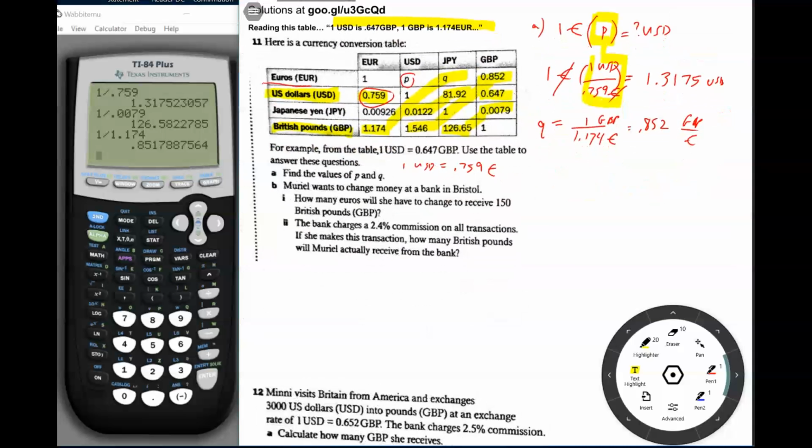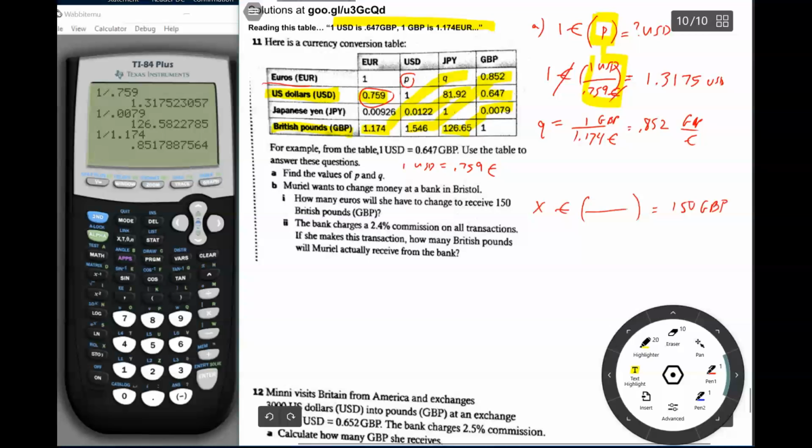Part B. Muriel wants to change money at a bank in Bristol. How many euros will she have to change to receive 150 GBP? So if Muriel has X euros, she wants to multiply that times a domino and get 150 GBP. So this is a little bit opposite of what we usually see.